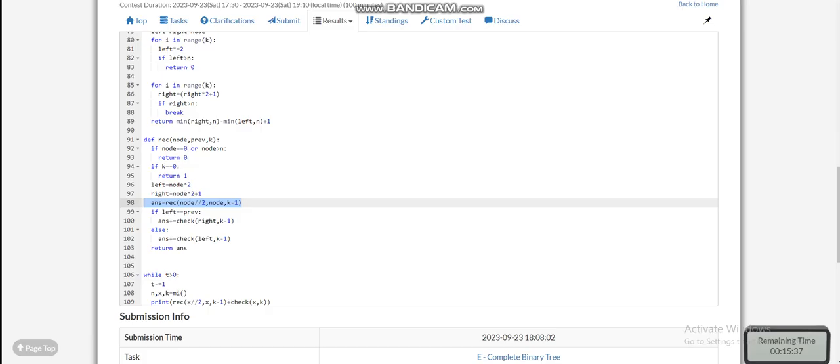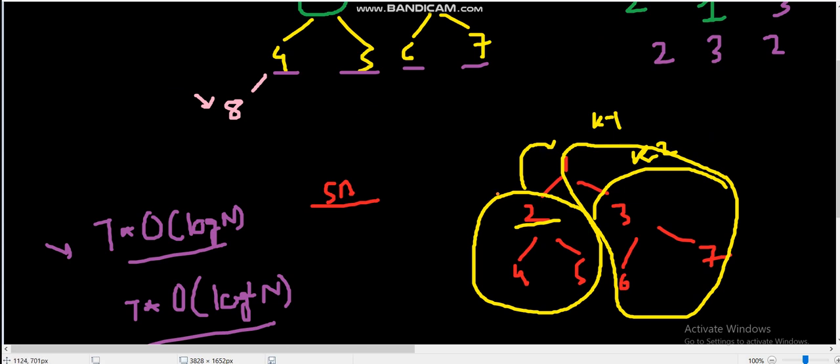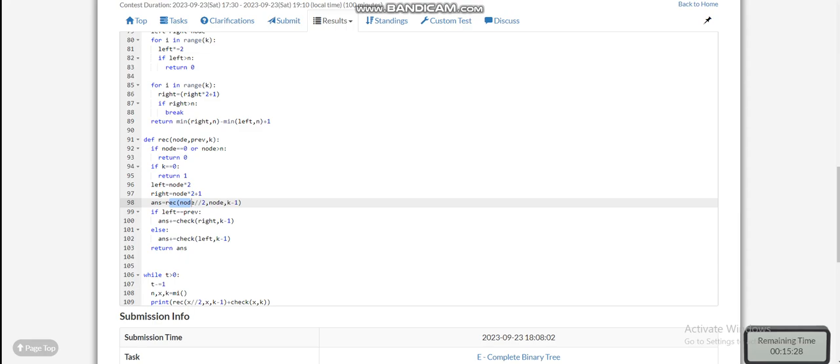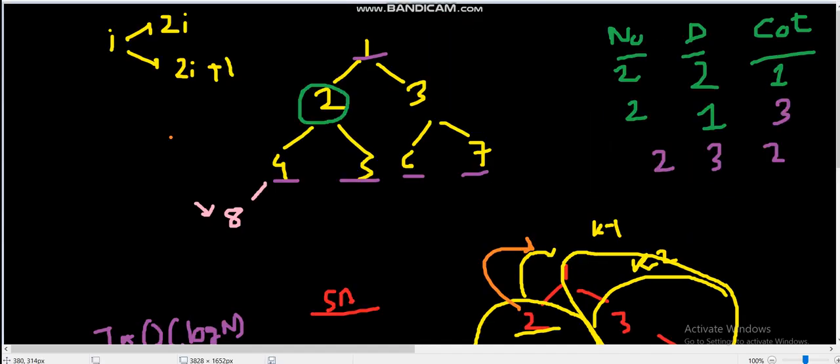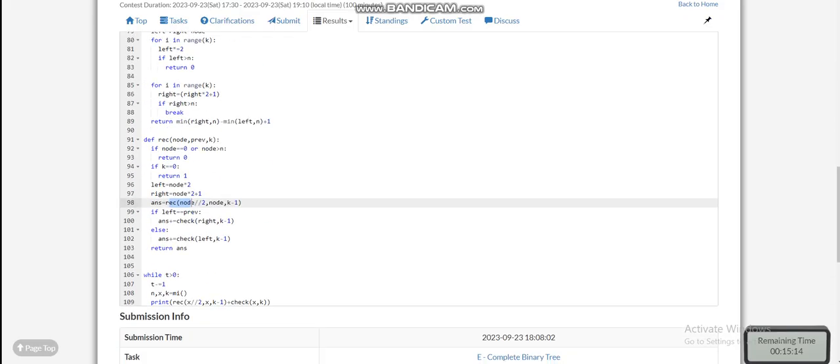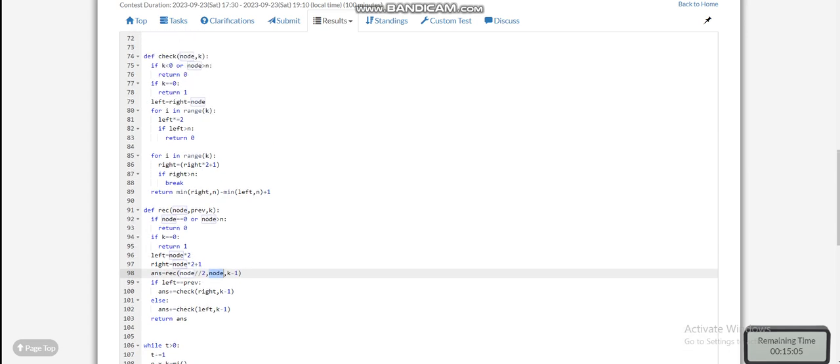Now what is this thing? This thing is nothing but the recursion. We are going above. So let's say we are at node 2, we will go above. So our parent will be nothing but, if we are at index 2i or 2i plus 1, our parent node will be, let's say our node is node, so our parent node will be n by 2. Okay, I hope you got it. That's what I have done here. Node by 2 is nothing but parent. Parent is our current node, and our previous node will be the current node, and k will be decremented by 1.